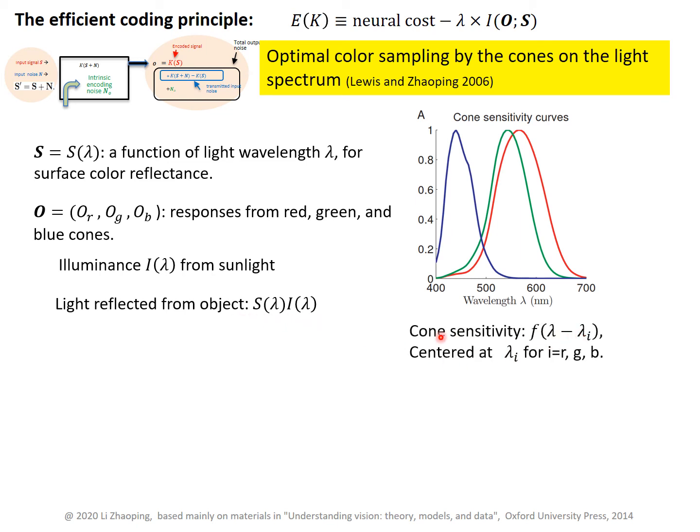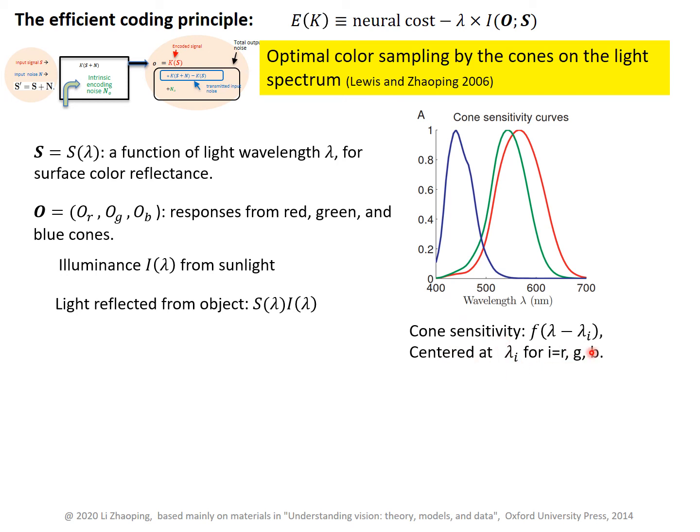Now let's also describe our cones by their sensitivity function. Let's say this function f is a function of lambda, and we approximately treat all these 3 cones as having the same shape of the function f. And the only difference between these 3 cones is, let's say, where they peak. Okay, let's use lambda_i to describe where they peak. So lambda_i is for red, green, and blue. For the red cone, lambda_i is long, green cone slightly shorter lambda, and blue cone even shorter lambda. Okay, let's treat it this way.